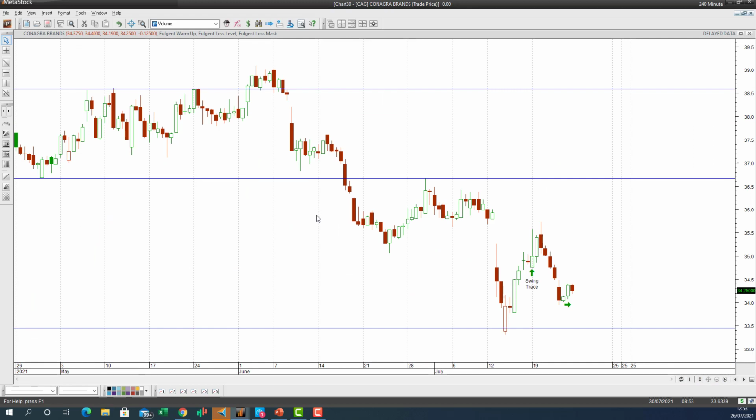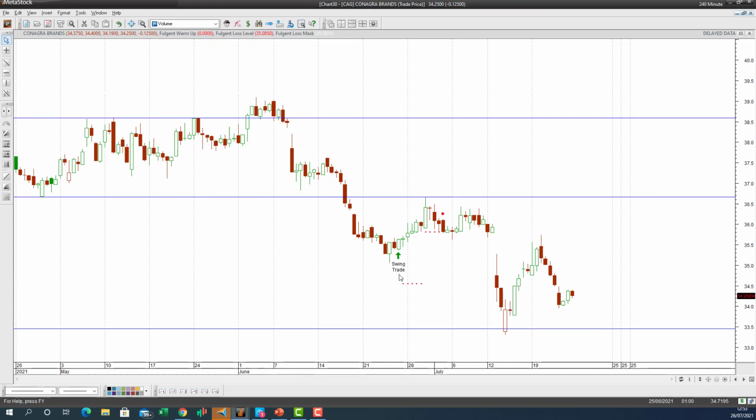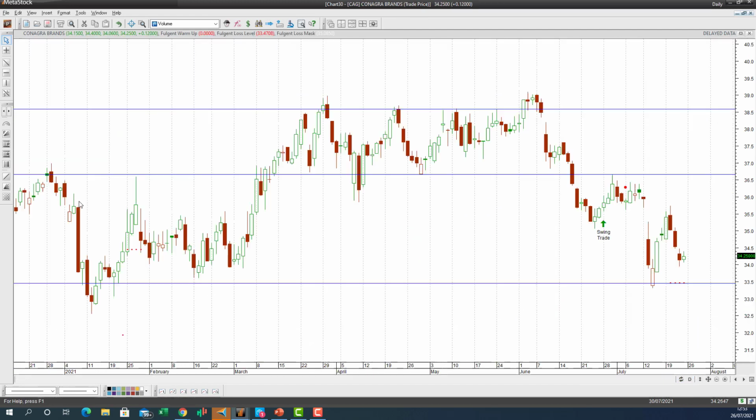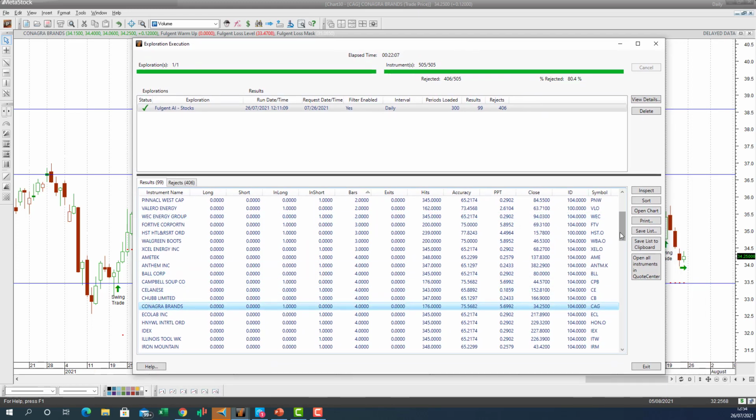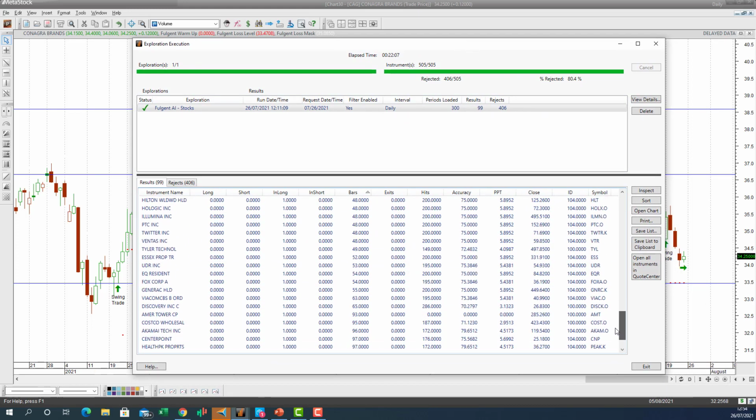Conagra Brands, CAG. Classic swing trade, that's out. So we've not had a signal fired on the 4-hour, but we do have a signal on the end of day daily. So there we go. Classic swing trade, similar to the swing trade we had back here in February. And the upside targets are these old resistance levels. Okay, so let's go and take a look at some of the older trades. We'll go through some of the other more interesting ones.